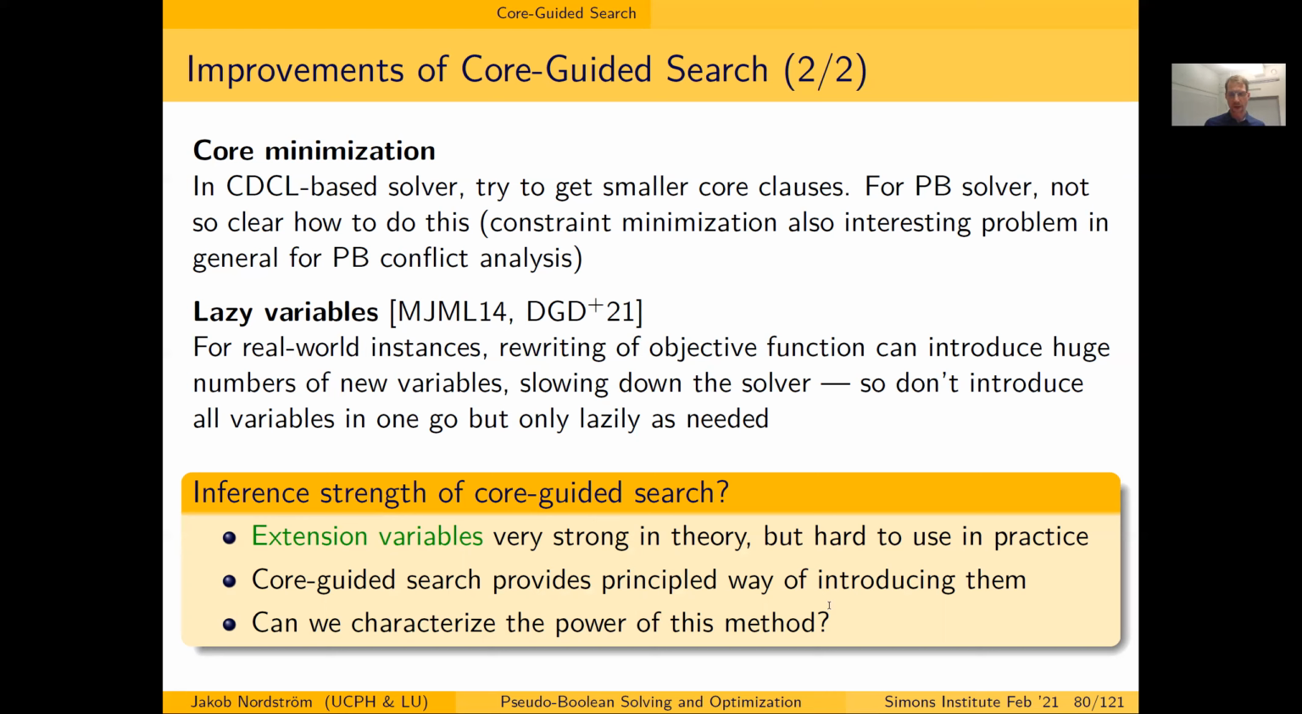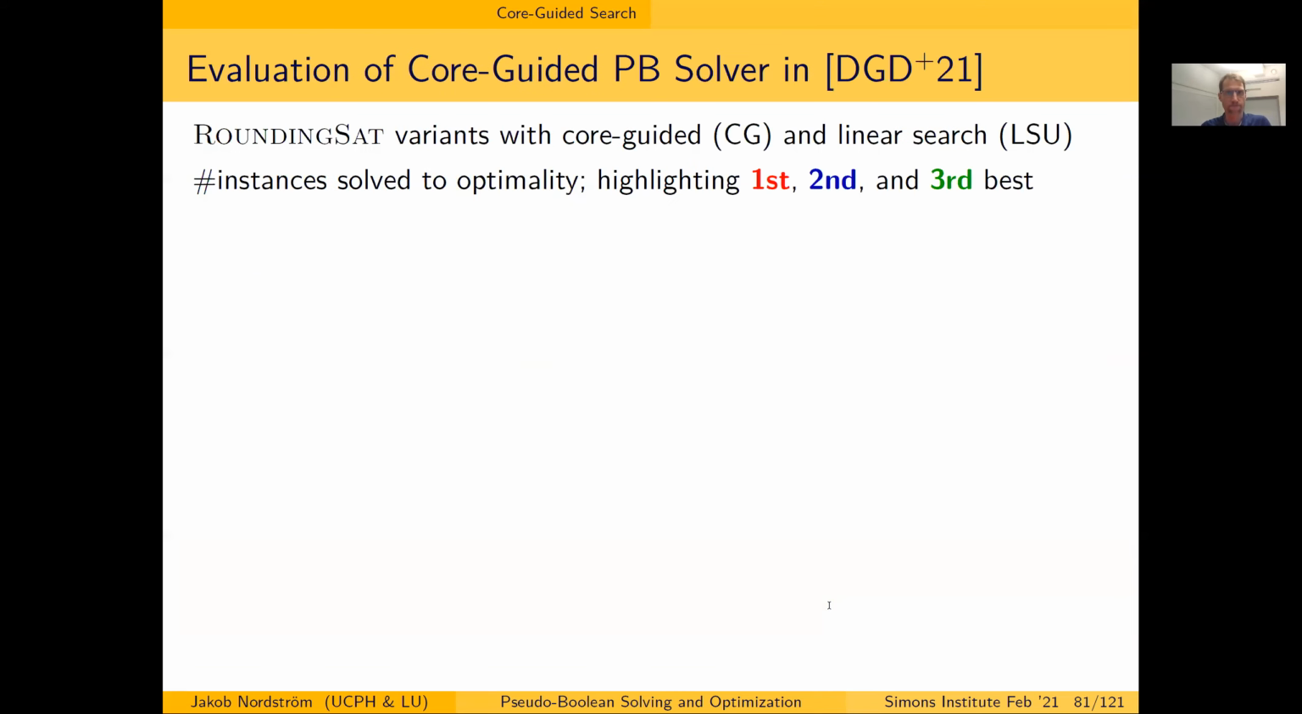So one interesting question from a theoretical point of view would be to formalize what core-guided search can do. And given that extension variables are introduced in this way, it would also be interesting to characterize limits of the powers of this method to see if we can pin down, maybe there are some things that it cannot do. So a better theoretical understanding here would be quite interesting.